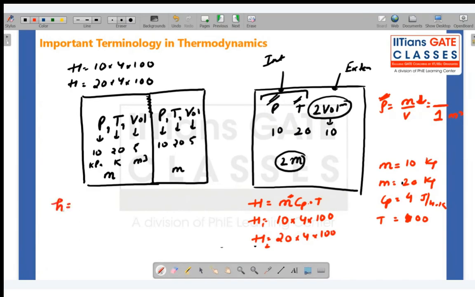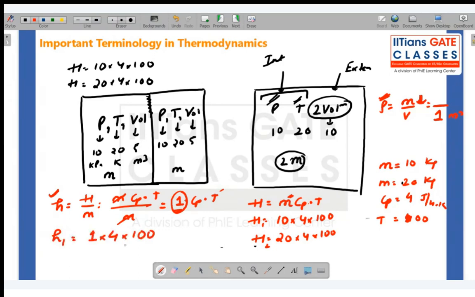Now what is small h? It is specific enthalpy. That means capital H divided by m. So m Cp T by m. So m and m will get cancelled. So it will be 1 into Cp into T. Now everywhere mass will remain 1 kg only. Mass is not changing. Specific enthalpy is always calculated by taking mass equal to 1. You take whatever mass you want in your system, it does not matter. Specific enthalpy will remain the same if you are not changing temperature. So now if you want to calculate, h1 is equal to 1 into 4 into 100, and h2 is equal to 1 into 4 into 100. So it will remain the same.